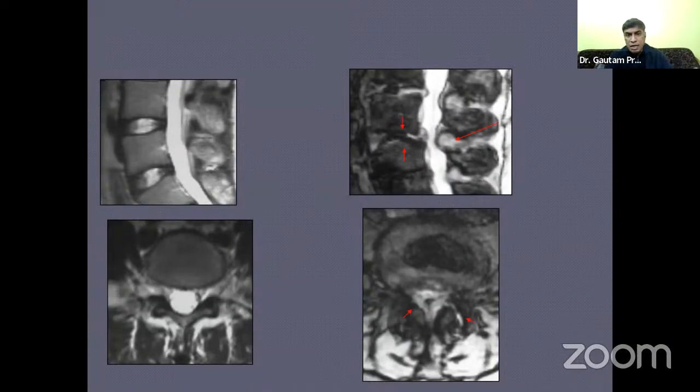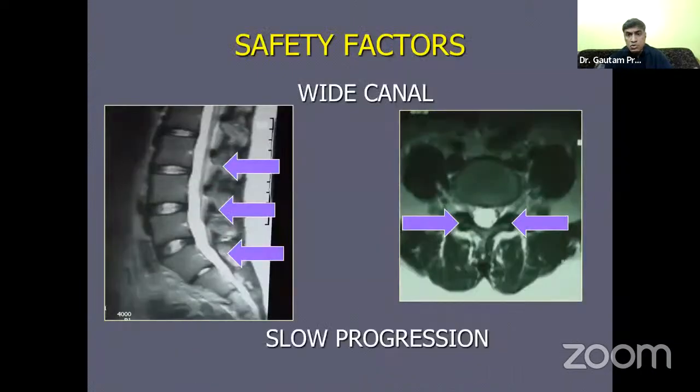Now, when the degeneration happens, the disc from the front or the facet arthropathy from the backside keeps on encroaching this space, and on the axial we will appreciate that the facets have overgrown. At times, between the facets, there is synovitis, which may in future also become a synovial cyst. All those things compromise the canal, and that leads to symptoms of lumbar canal stenosis.